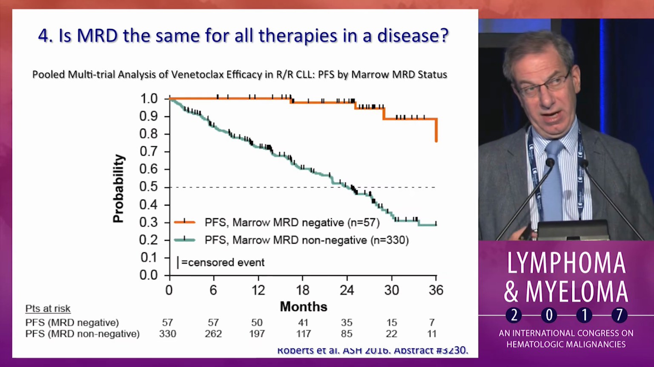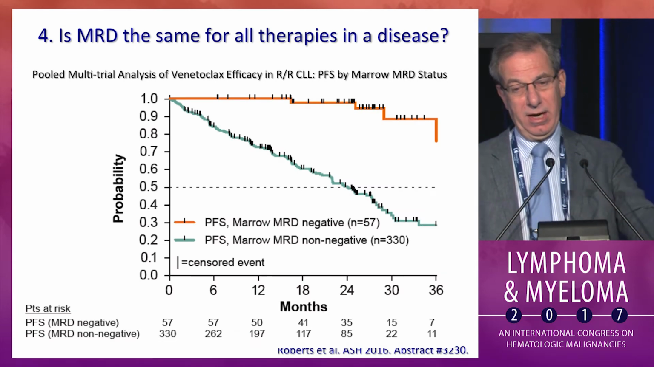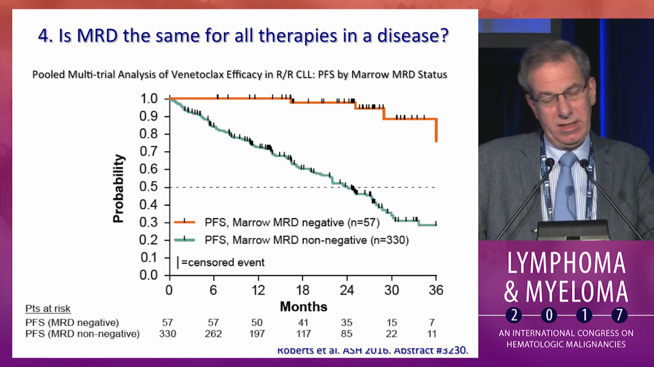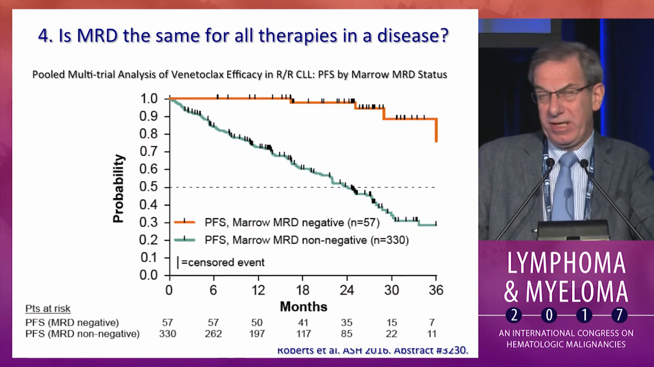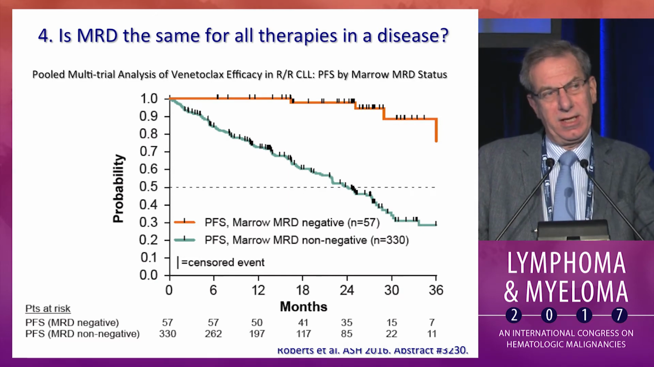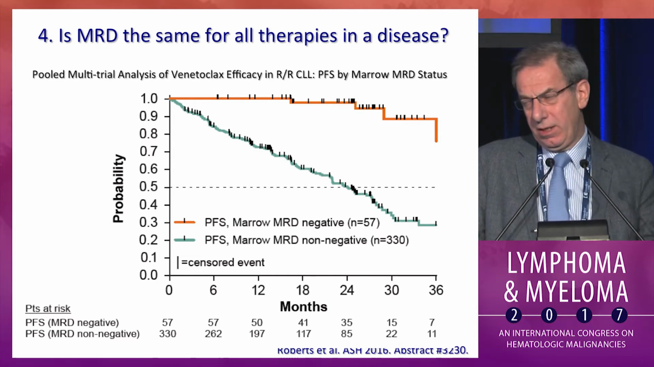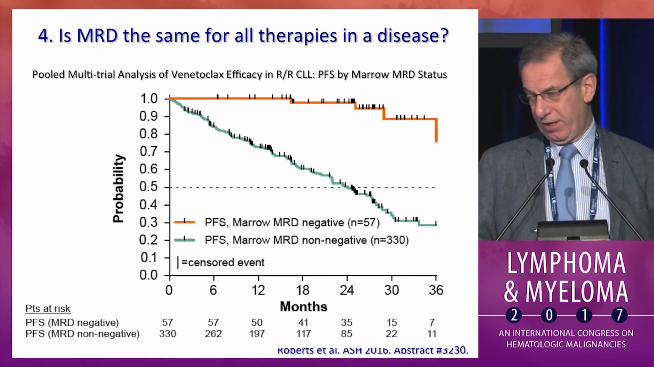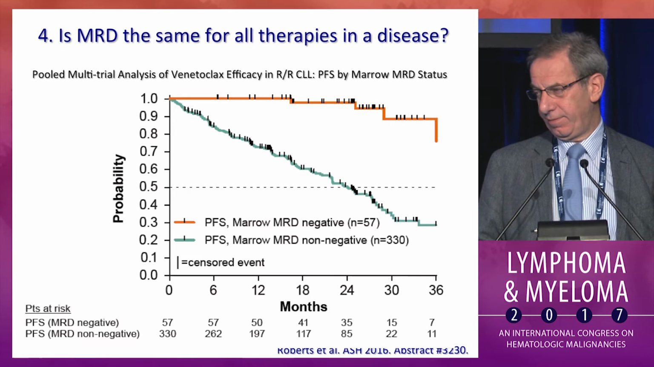What about in the era of novel therapy? Is MRD eradication still important? Well, it clearly is. So we have data from the venetoclax. This was presented by Andrew Roberts at last year's ASH, across all of the patients treated in a number of trials, that those patients who are MRD negative with venetoclax have a better progression-free survival than those who are MRD positive. So it's reasonable to consider that MRD negativity, if we achieve it with novel therapies, will be significant.